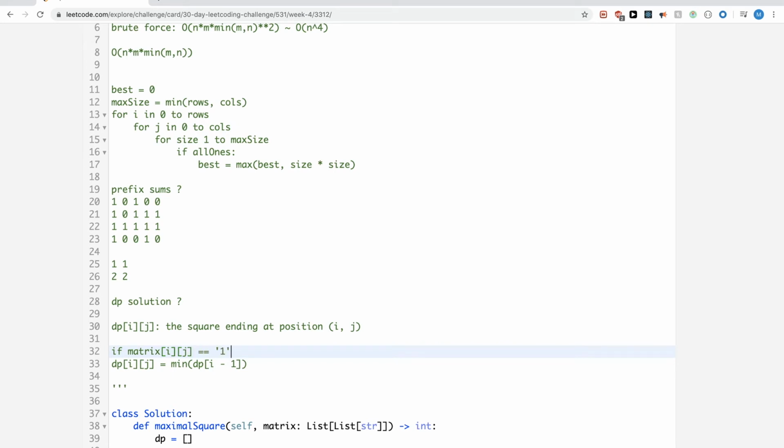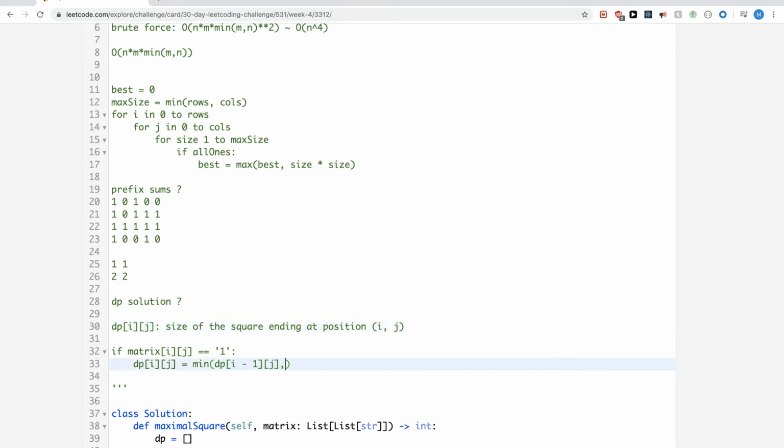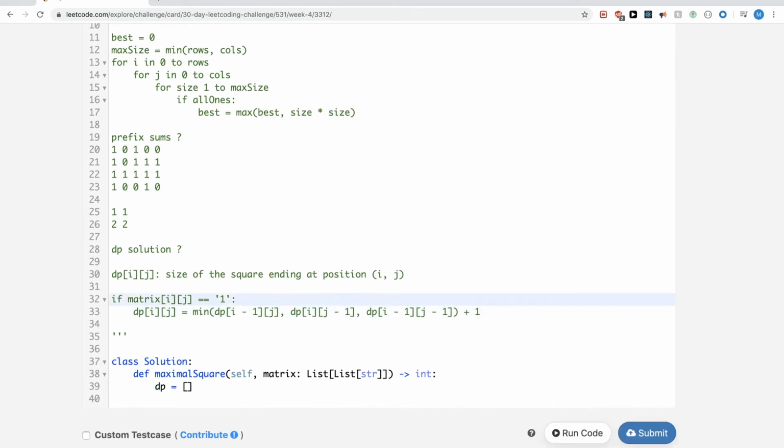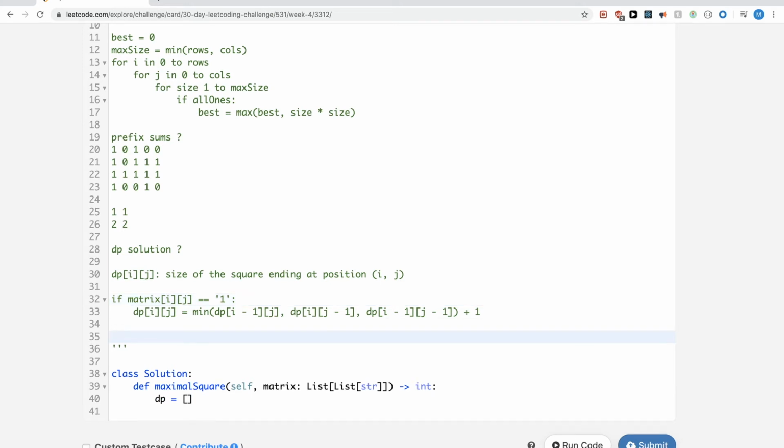Otherwise it's 0. Whenever we encounter 0, the square ending at that position has size 0. So this is size, by the way. And so we would have dp of i minus 1, j, dp of i, j minus 1, and then dp of i minus 1, j minus 1, and plus 1 because we are extending it, right? And then that's pretty much it. At the end, we'll keep track of max length, which would be the max of max length and dp i, j. And then at the end we could just return max length squared, right?